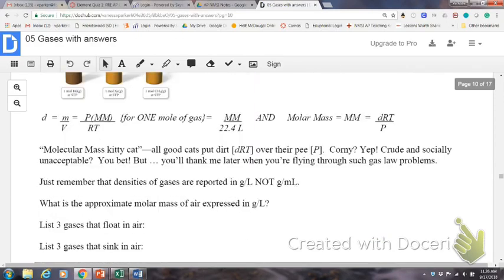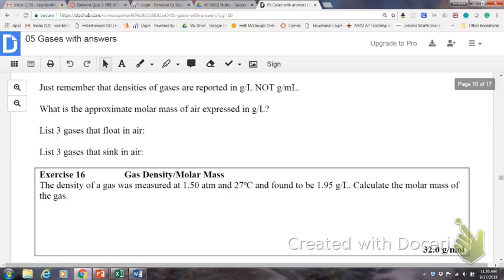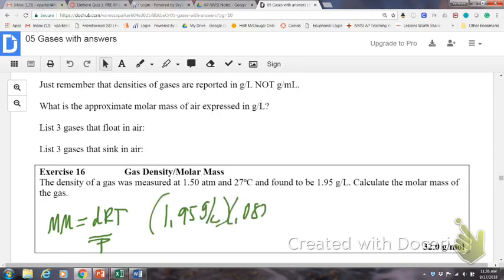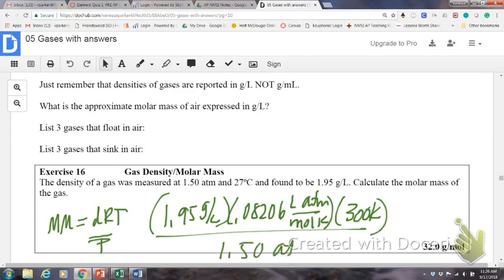So what would it look like? In this case, we have density of a gas measured to be 1.95, so we're going to use this. So 1.95 grams per liter, same R value, 300 K. And what was our pressure? 1.5. So 32 grams per mole. That's how that works.